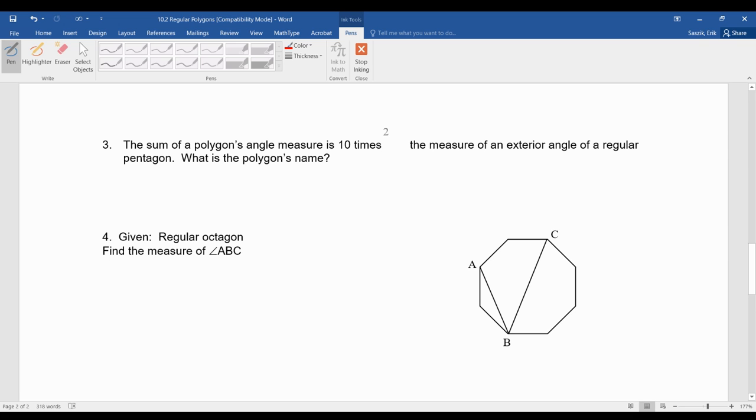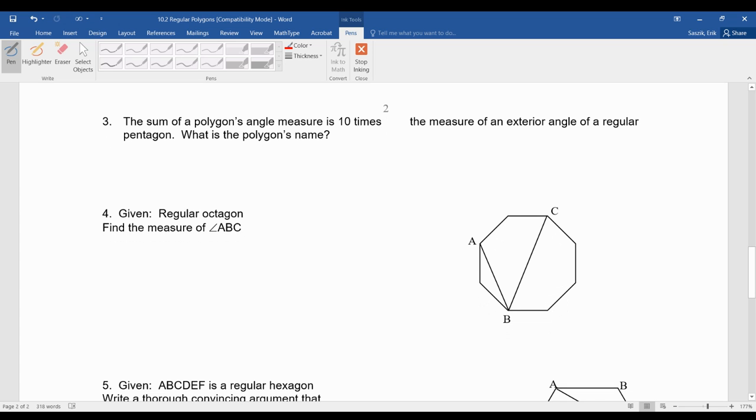So on the back side here, find this. This is just the page number, don't worry about that. The sum of a polygon's angle measure is 10 times... Oh, this is a good one. You've got to do some translating here, right? The sum of a polygon's angle measure. So that's all of the angles, so that's 180 times n minus 2. Remember, it just says a polygon.